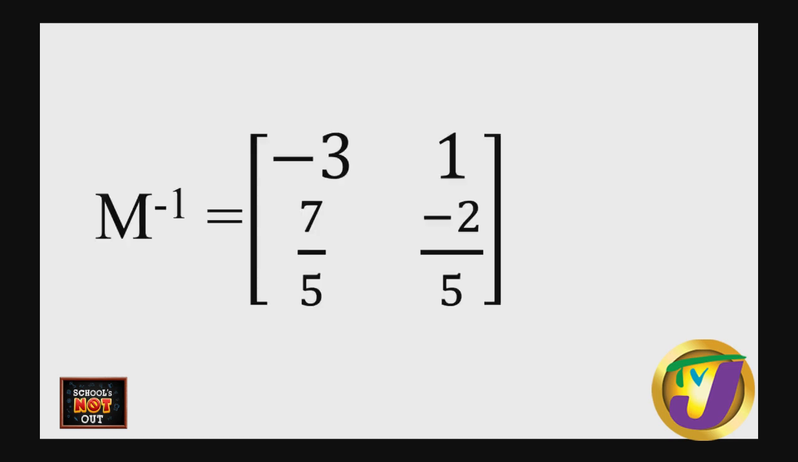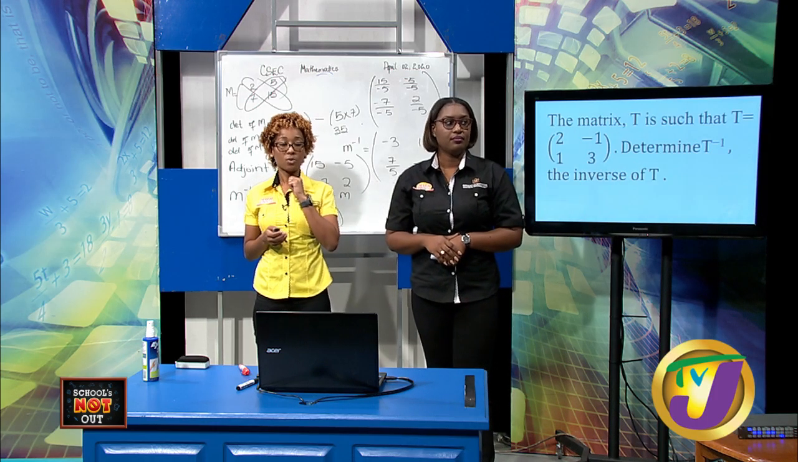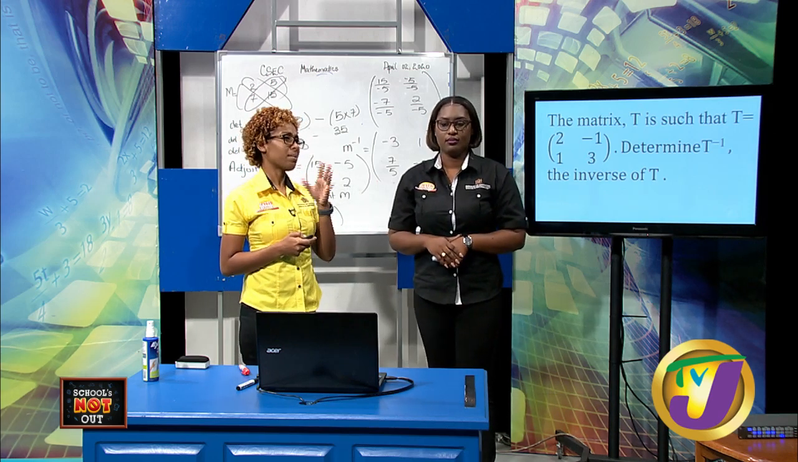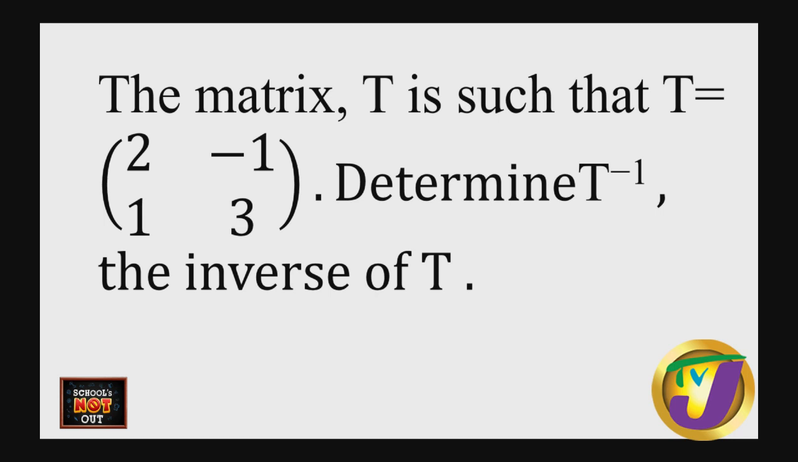So now it's your turn, and we want you to try this one at home. We're going to be helping you too, but we're giving you some time to try this one on your own as well. So the matrix T is such that T equals 2, -1, 1, and 3.